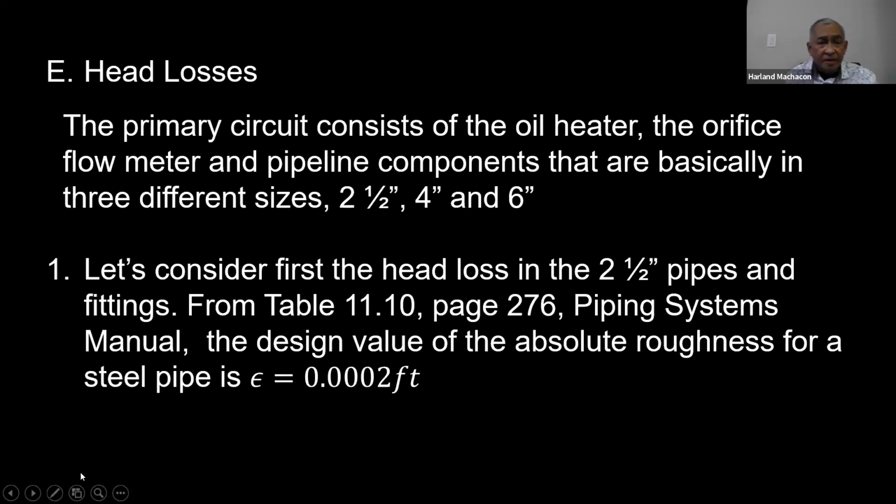Now let us go to the head losses. The primary circuit consists of the oil heater, the orifice flow meter, and the pipeline components that are basically in 3 different sizes: 2.5-inch, 4-inch, and 6-inch. Let us consider first the head loss in the 2.5-inch pipes and fittings. From the piping systems manual, the design value of the absolute roughness for a steel pipe is 0.0002 feet.